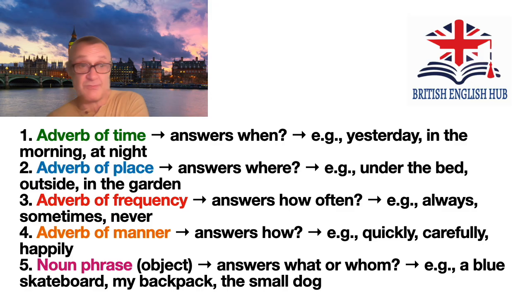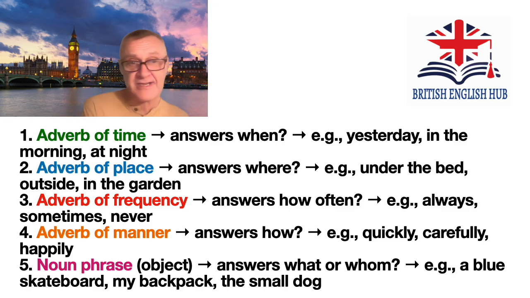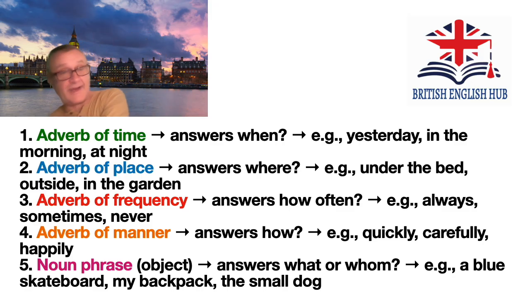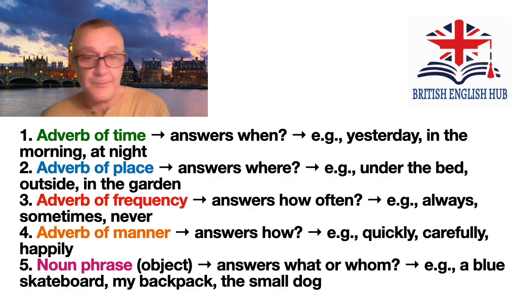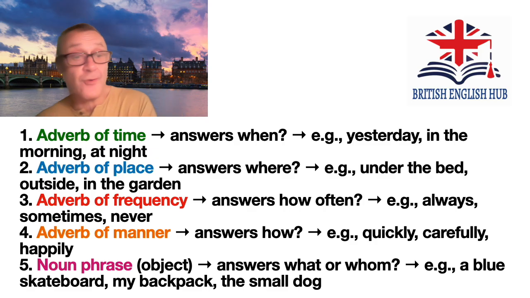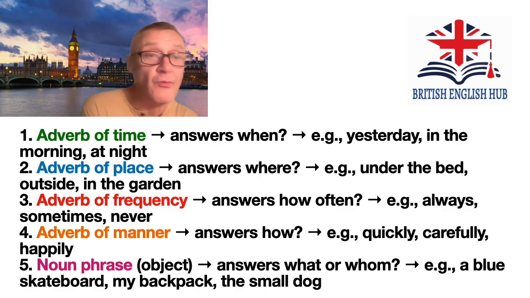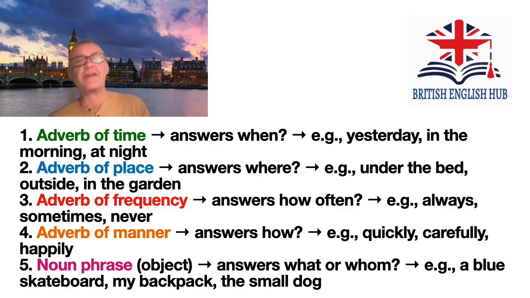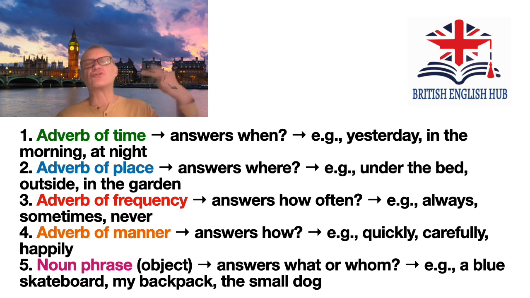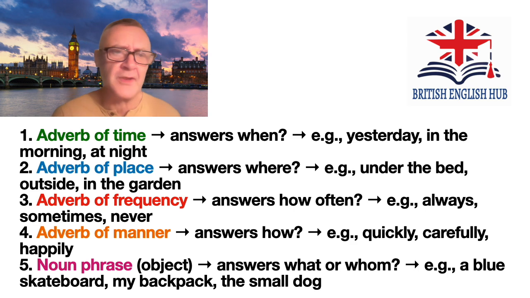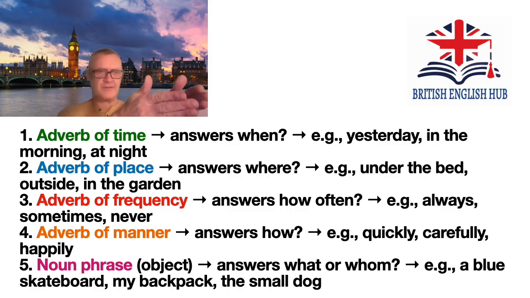It's always the object, which is the subject's at the beginning of a sentence. The object comes at the end of a sentence. So answer what or who. For example, a blue skateboard, my backpack, the small dog, whatever the object is, the thing that comes at the end of the sentence. So the thing that the subject is addressing, or sort of focused towards.